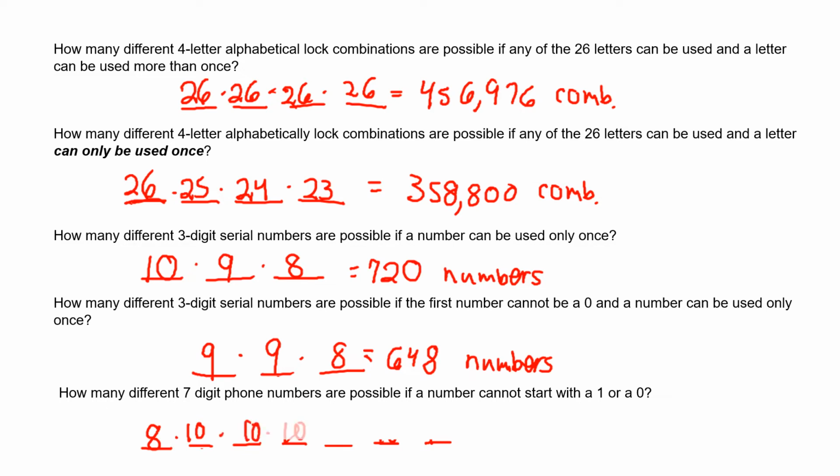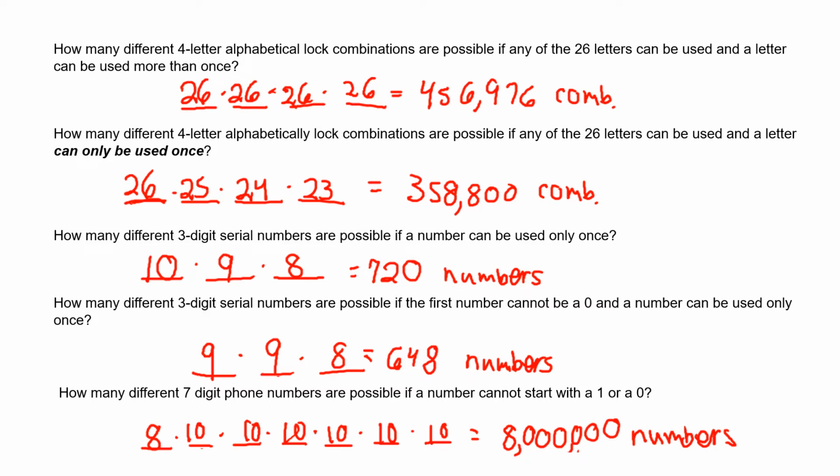And for the third one, 10 possibilities. 10 possibilities for all of these other choices. It was only that first number that had the restriction, and then we could repeat digits because it didn't say we couldn't. So we'll go ahead and know that we can. And so these would be the numbers we would have. Multiply all of those together and we get 8 million numbers. 8 million different phone numbers are possible if the number cannot start with a 1 or a 0.